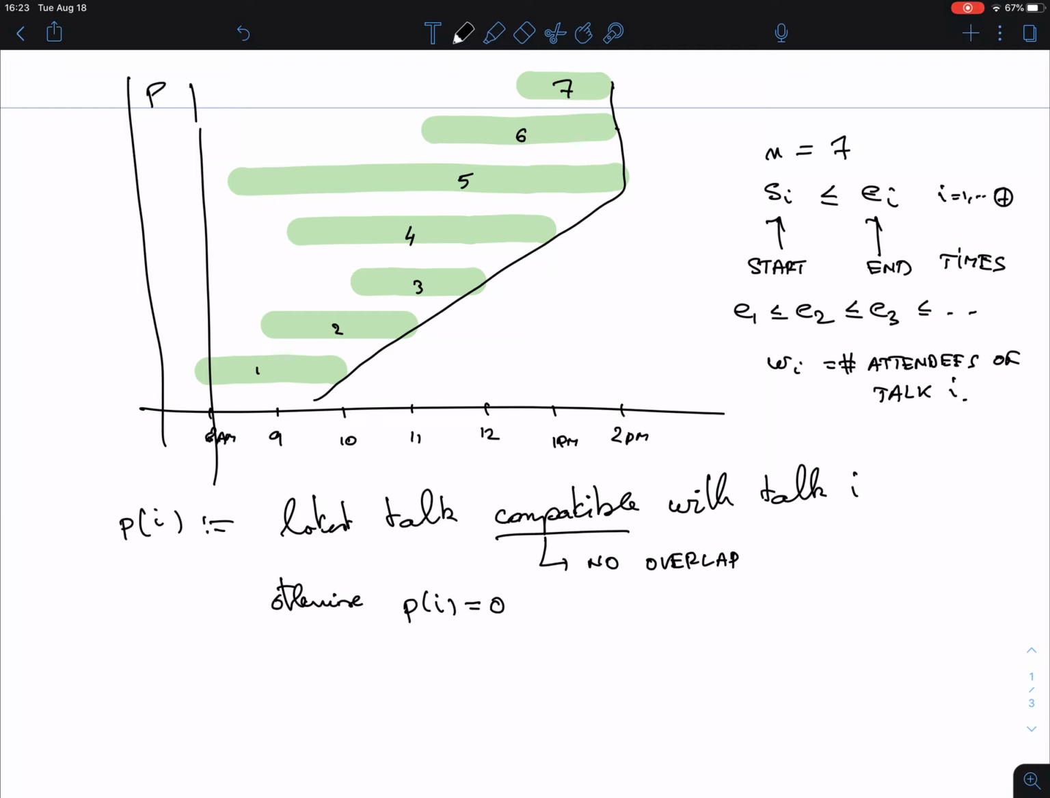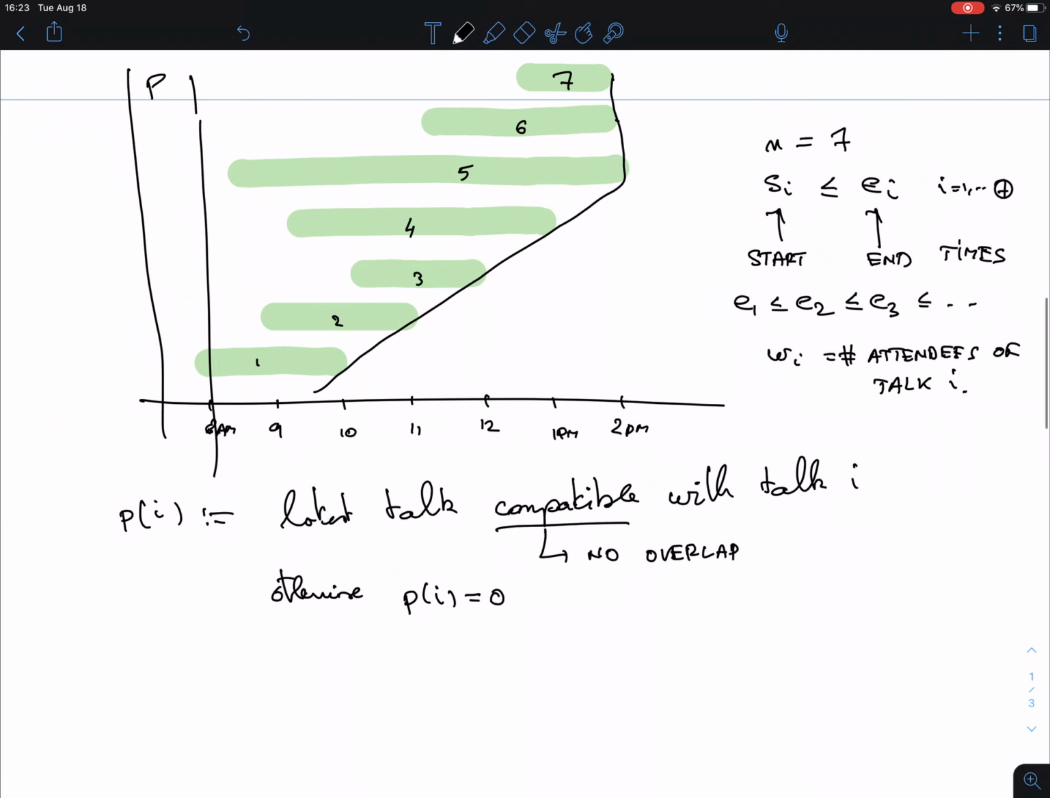Latest talk, I forgot one thing. Latest talk compatible with talk E below I. Okay, perhaps best to see this on an example. Let's look somewhere that we have something happening. Let's look at 3 here. Let's look at talk 3.